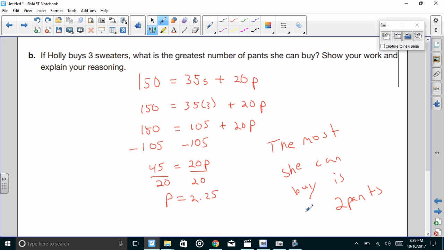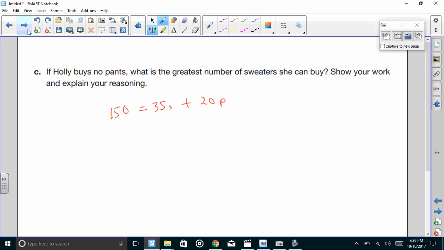But what if she wanted more sweaters? So she decides not to buy any pants, and she wants to know how many sweaters she can get total. So we go back to our original equation. It says here, if Holly buys no pants, what is the greatest number of sweaters she could buy? So we're going to plug in 0 for the pants.